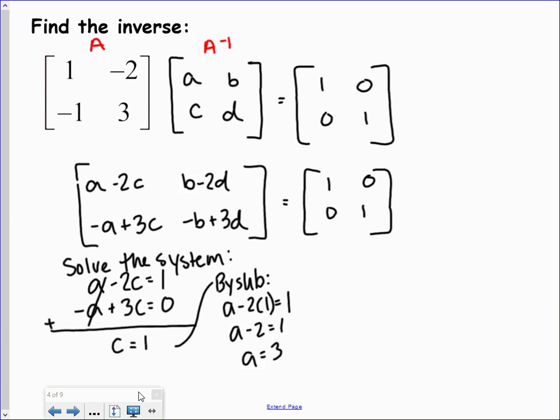Can I also find B and D? Yeah, same idea. Could you please solve for B and D real quick? Use the second column and its corresponding entries in the identity matrix to make your system. Solve that system for me for B and D.